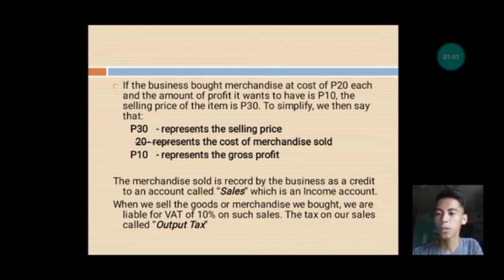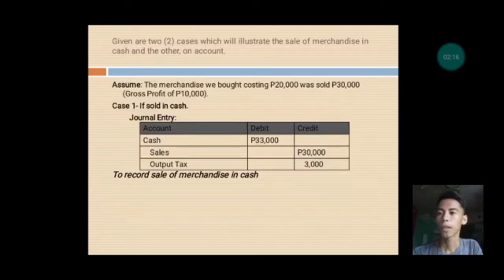The merchandise sold is recorded by the business as a credit to an account called Sales, which is an income account. When we sell the goods of merchandise we bought, we are liable for VAT of 10% on such sales. The tax on our sales is called output tax. Given are two cases which will illustrate the sale of merchandise in cash, and the other on account.